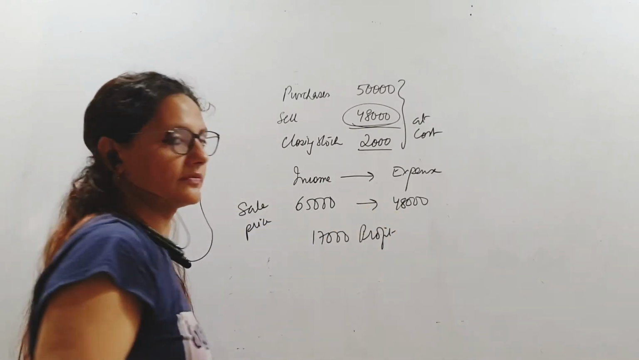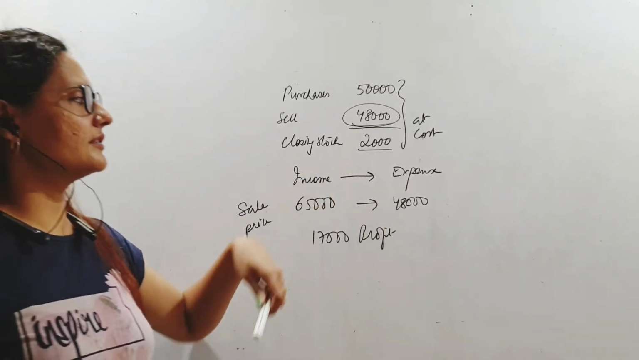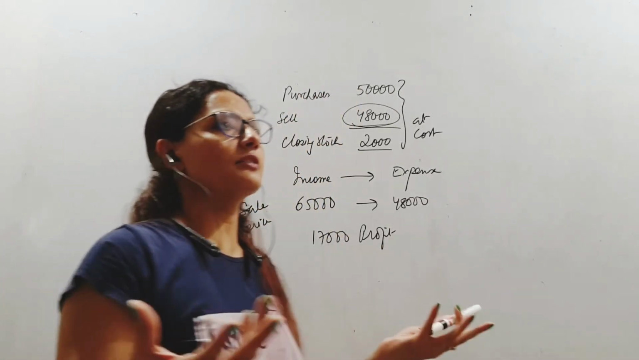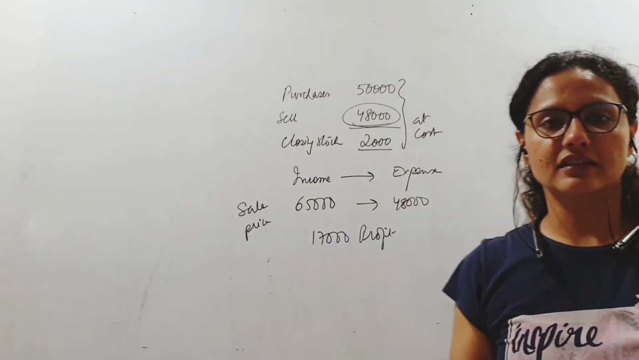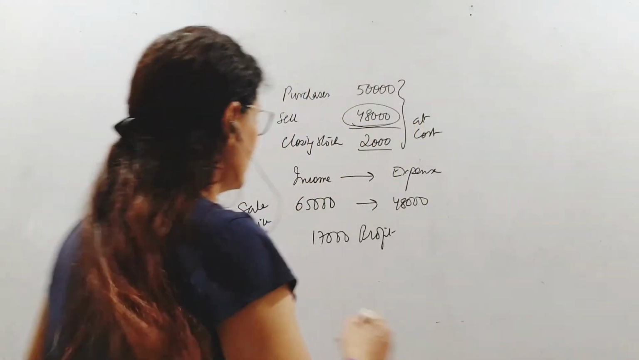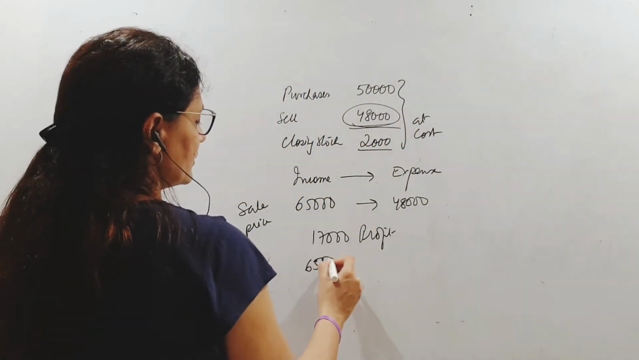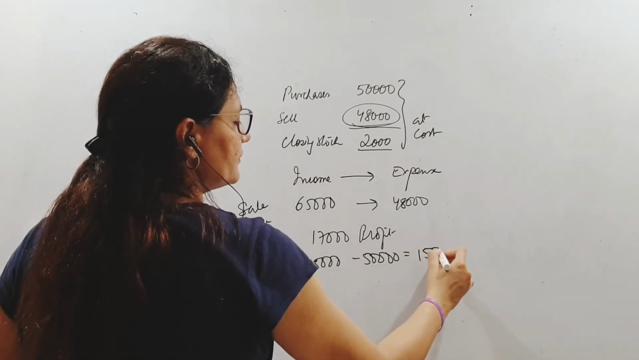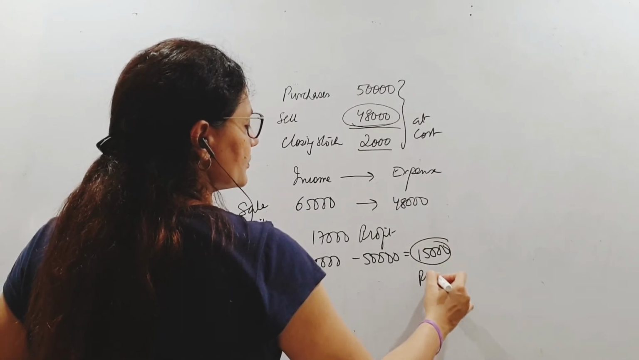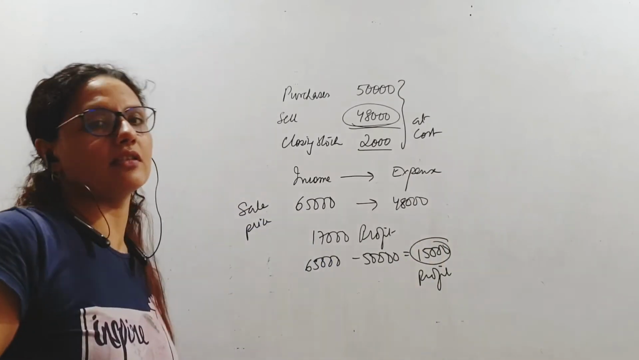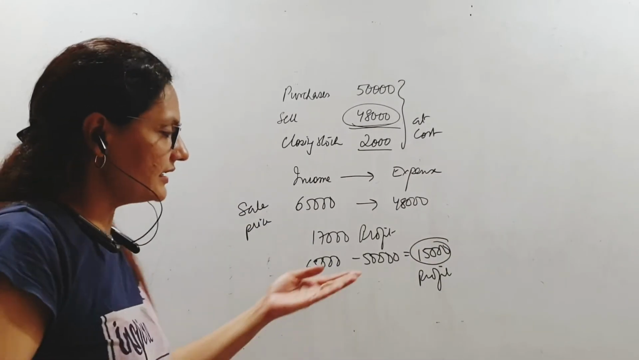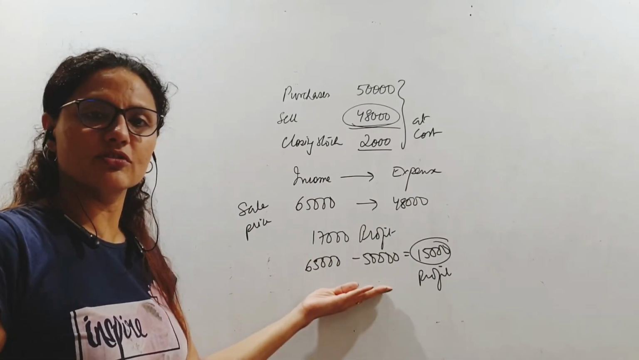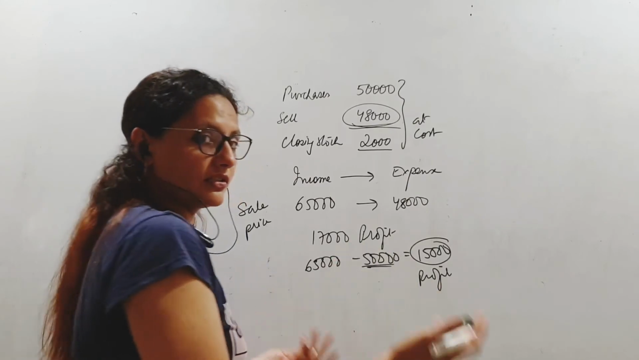But suppose I do not subtract this 2,000. I say my purchase is 50,000. Sales minus purchase is profit. If I say that, then what will I do? 65,000 minus 50,000. So 15,000 will come as profit. Now you tell me which is the correct profit. Did I sell goods worth 50,000 that I am matching income and expenditure? It's a mismatch. This 50,000 is not gone.